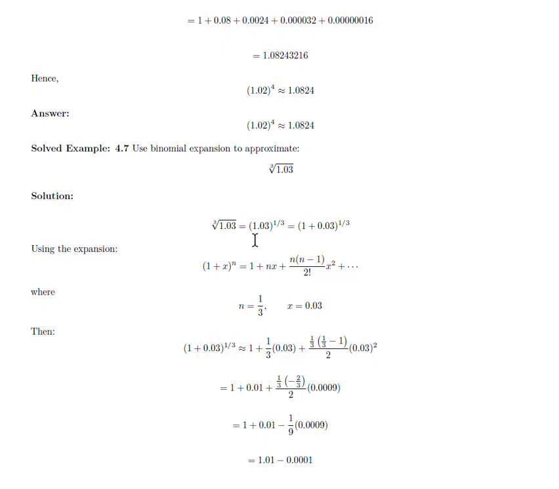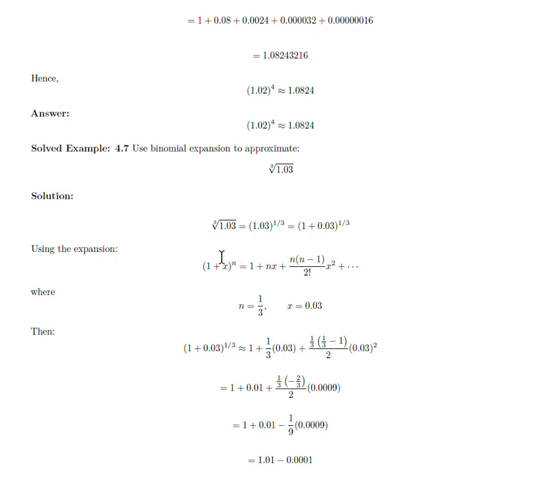We have a similar example here. Let's treat this: the cube root of 1.03. We want to approximate this using binomial expansion. If we rewrite this, it is the same as 1.03 raised to power 1 over 3. We can write it as (1 plus 0.03) raised to power 1 over 3. This is now looking like a binomial. But then our n in this case is no longer a positive integer. It is a rational number, 1 over 3.